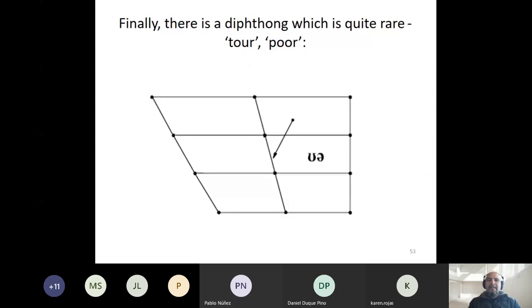And finally, the last centering diphthong, centering because they are gliding towards the center of the oral cavity, is ua. This is quite interesting, but difficult to hear, in terms of not many speakers now are using this. Let me give you an example.